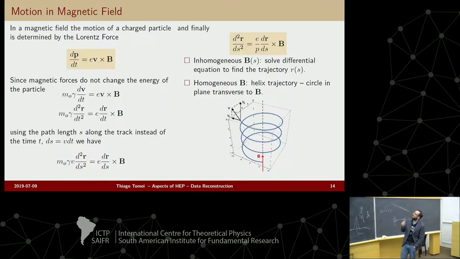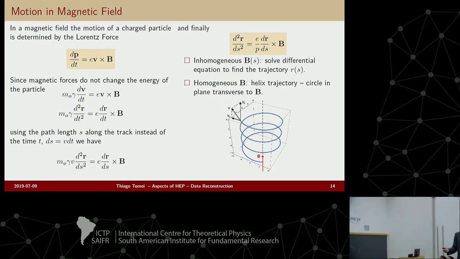But let's start with this, okay? This is why you need a magnetic field. If you want to know the momentum, the easiest way without changing it is by applying a magnetic field, use the Lorentz force, and run the calculations. You parameterize by the path length instead of the time. This is already relativistic, right? And finally, you have this equation here.